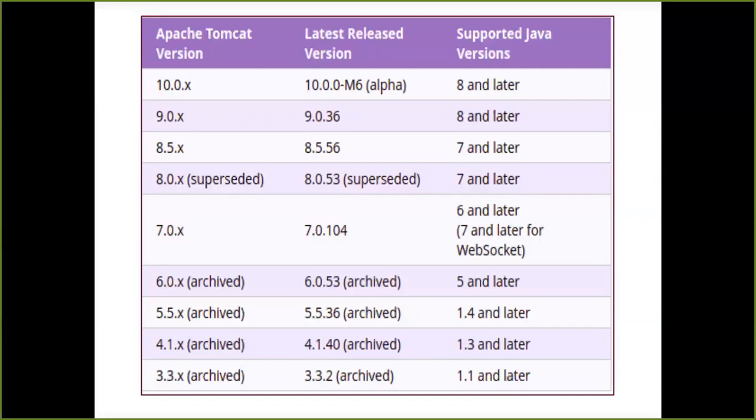Nowadays, the third to sixth versions are all archived, so people are not using them much. You can use either 8, 9 or 10 as per your convenience. We are going to use JDK 8, but you are allowed to use the latest version of the Apache Tomcat server also.